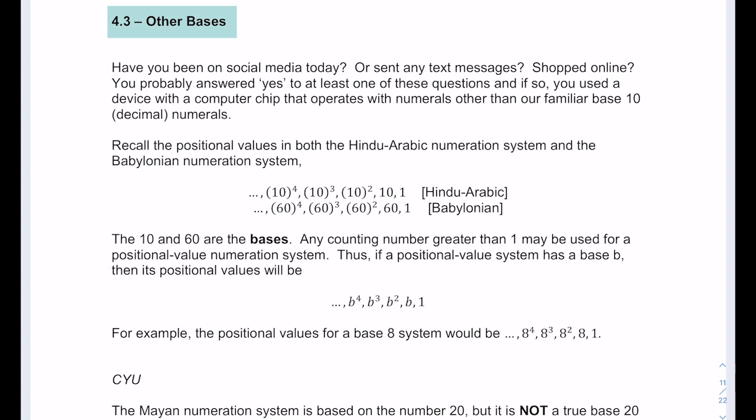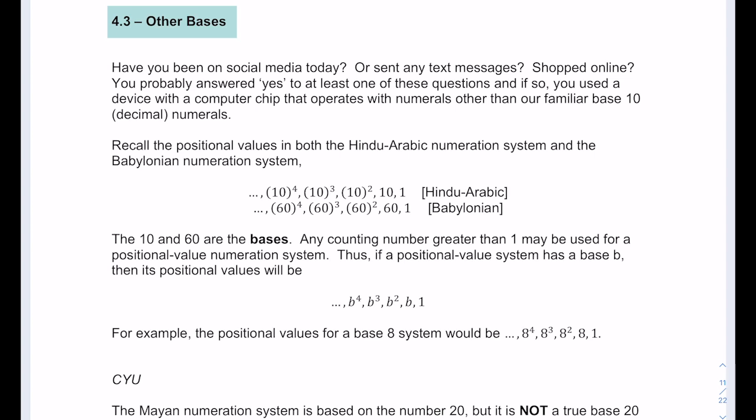If you've ever used a computer, which more than likely you have, or you've been on social media, or you've sent any text messages, you have probably used a device with a computer chip that operates with numerals other than base 10 or decimal numerals, right?